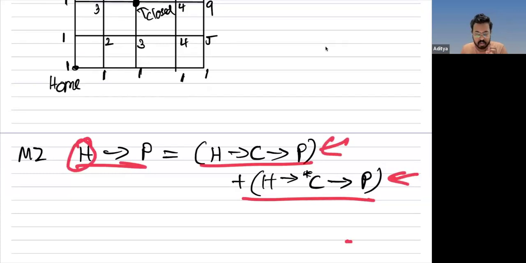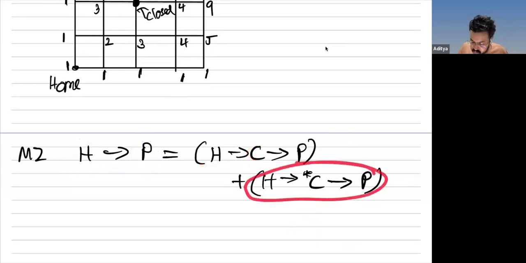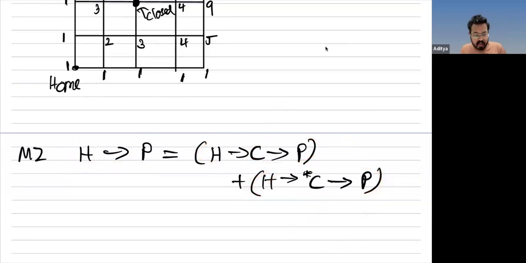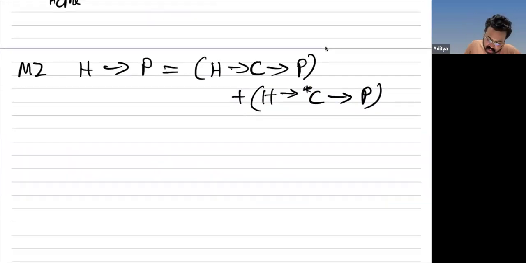You're starting at home, you want to reach the playground. There is one situation where you go through the closed intersection and another situation where you don't go through the closed intersection. And you want to find this. So what you can do is find the total ways to go from home to playground and subtract out the ways to go through the closed intersection. This is the inclusion exclusion method I was talking about initially.